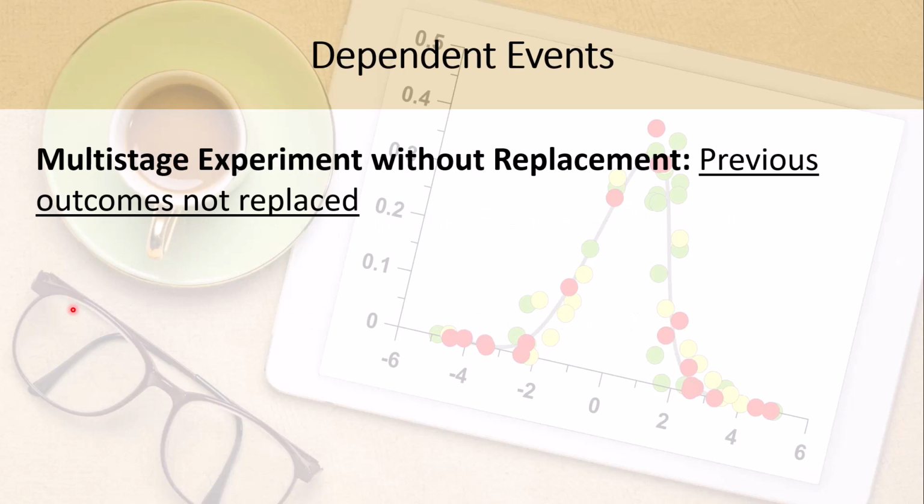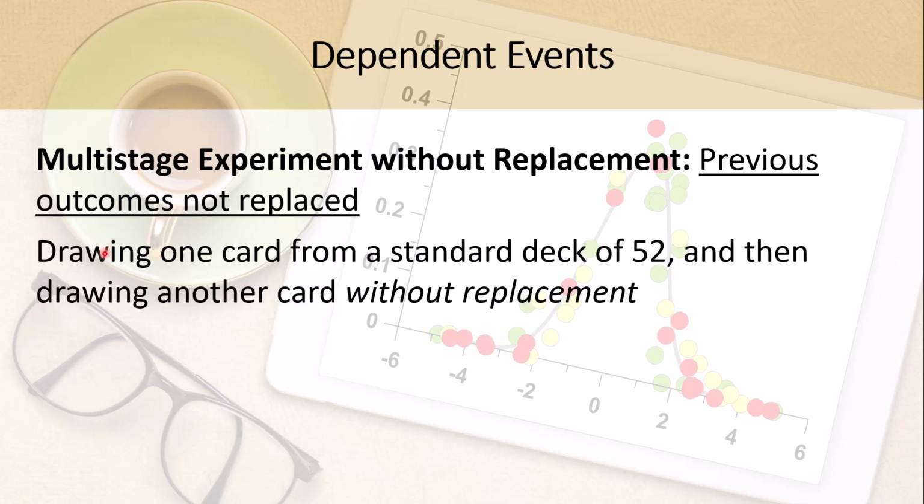Okay, so you're familiar with independent multi-stage events with replacement, where you draw a ball from a container, you observe it, and you put it back. And we've noticed that if you have replacement, each stage is statistically independent. Without replacement, we now have dependent events. One primary example of that is if you draw one card from a standard deck of 52 cards, and then draw another card without replacement.